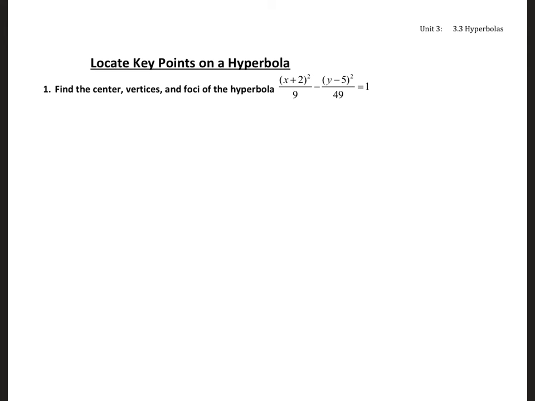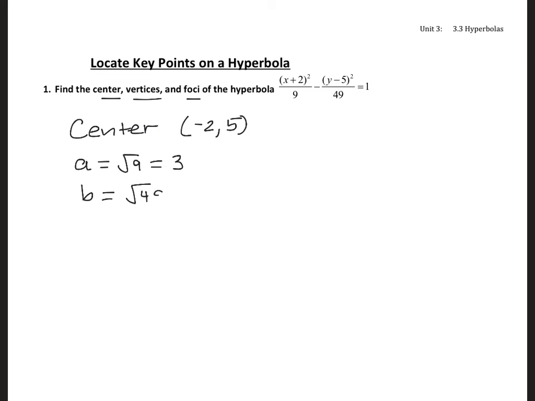So on this example, we are supposed to find the center, vertices, and the foci. So let's start with the center. The center is going to be given by -2, 5, and then I know that a is going to be square root of 9, which is equal to 3. b is equal to square root of 49, which is equal to 7.